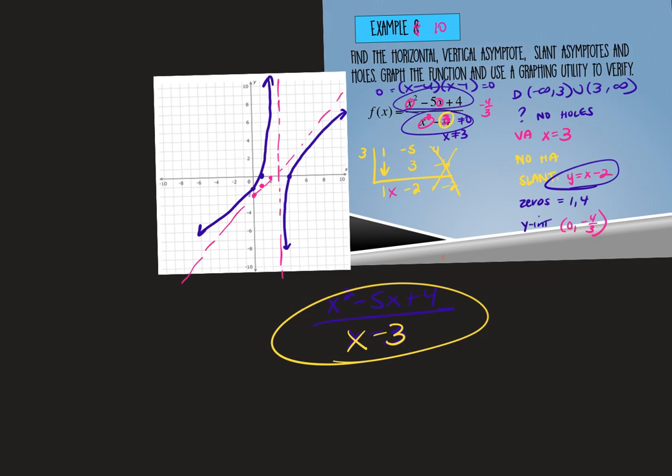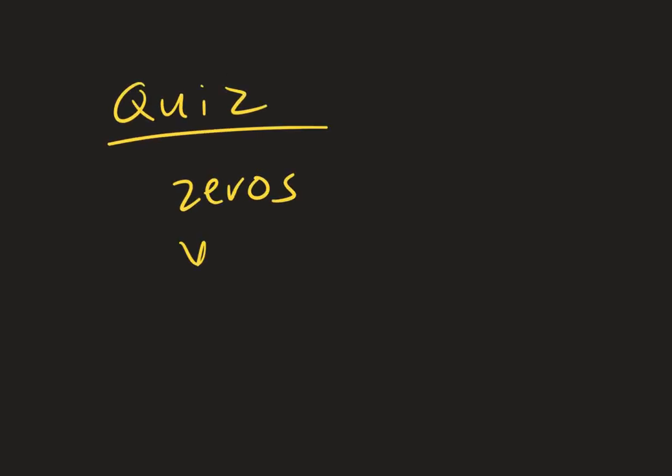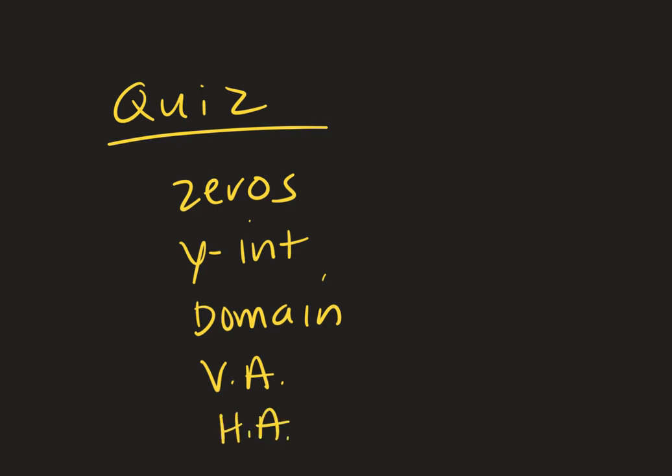Questions? Okay, so again, quiz tomorrow. I have to publish a review assignment. But quiz tomorrow includes zeros, y-intercepts, domain, vertical asymptotes, horizontal asymptotes. And then obviously graphing any of those things, okay?